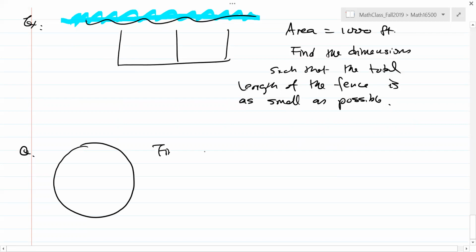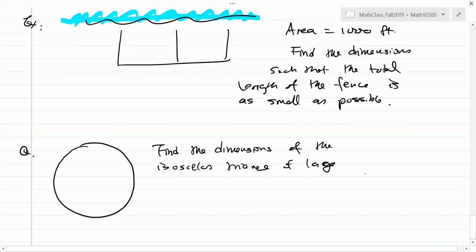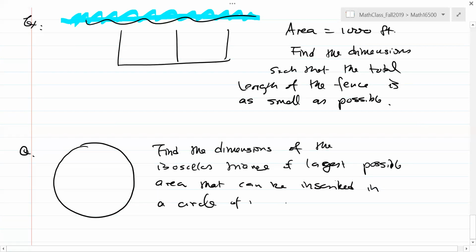So find the dimensions of the isosceles triangle of the largest possible area, okay, that can be inscribed in a circle of radius 1.